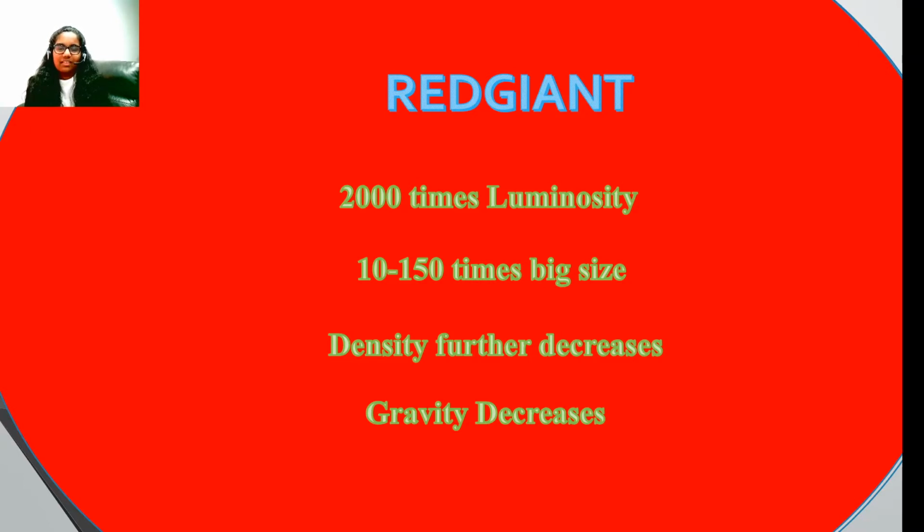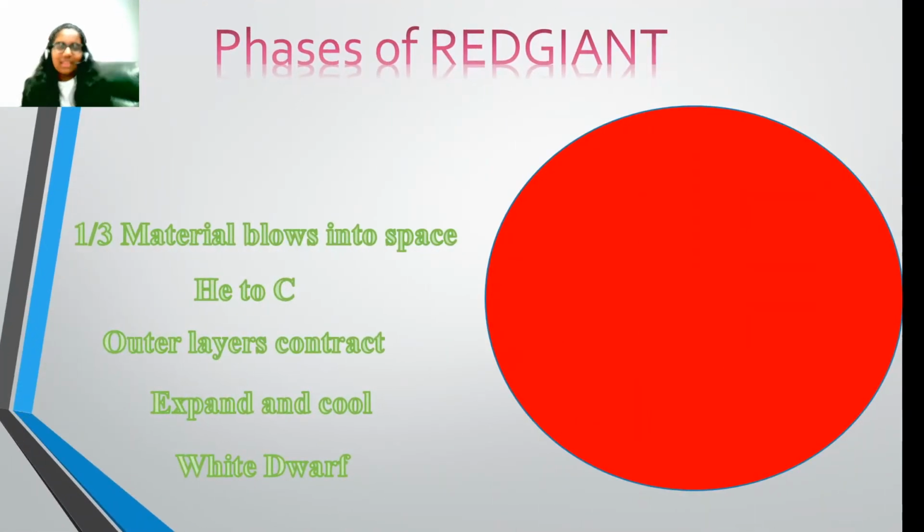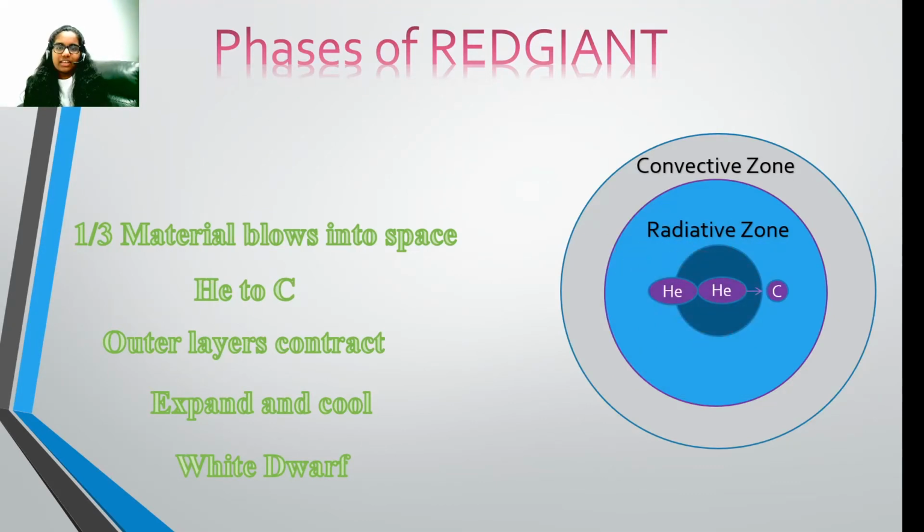As the star is swollen, it is now very less dense, therefore the gravity decreases due to radiation overpowering gravity, which allows the star to shed mass, losing one-third of its mass. The force of radiation is very powerful, so material on the surface gets blown into space.